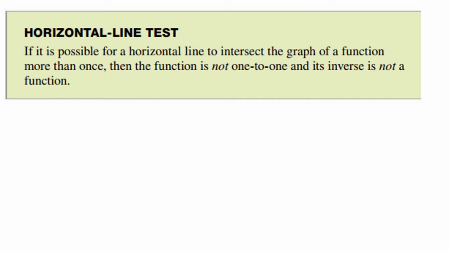If we have a graph, we can figure out if the graph is one-to-one by using a thing called the horizontal line test. You may recall that when we were determining if something was a function, we used a vertical line test. So this is our horizontal line test. If it is possible for a horizontal line to intersect the graph of a function more than once somewhere, then the function is not one-to-one, and its inverse is not going to be a function.